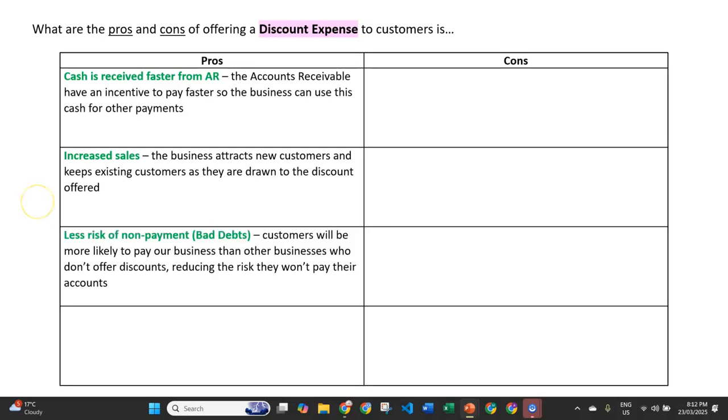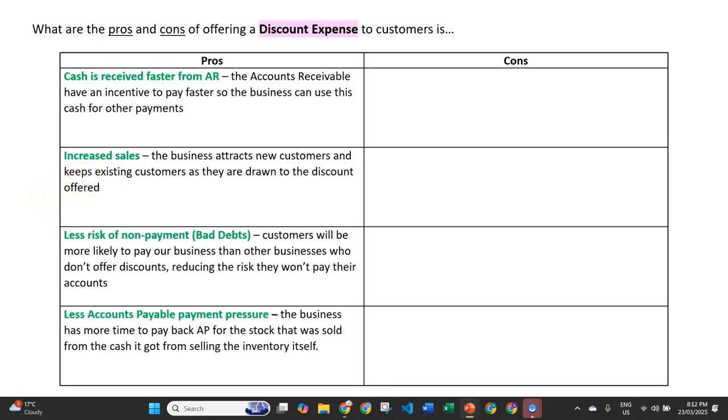There's less risk of non-payment when we do a topic called bad debts. We need to look at people who just won't pay. So customers will be more likely to pay back our business than other businesses who don't offer discounts, which reduces the risk that they won't pay their accounts. And lastly, when we look at something called accounts receivable turnover and accounts payable turnover, they've got this relationship where they can put pressure on each other. And when we're offering discounts and getting paid faster, this creates less accounts payable pressure because we have more time to pay them back for the stock that was sold, from the cash we got from selling the inventory itself.